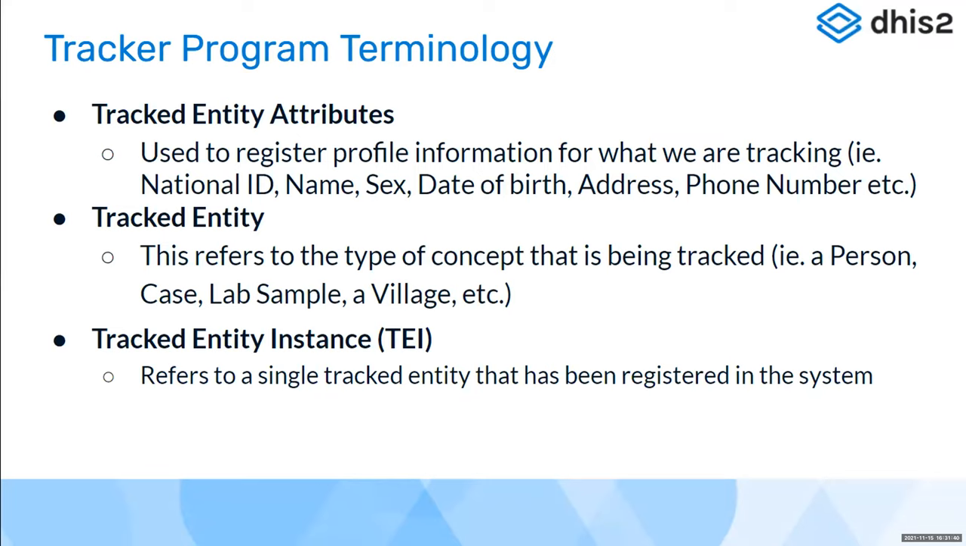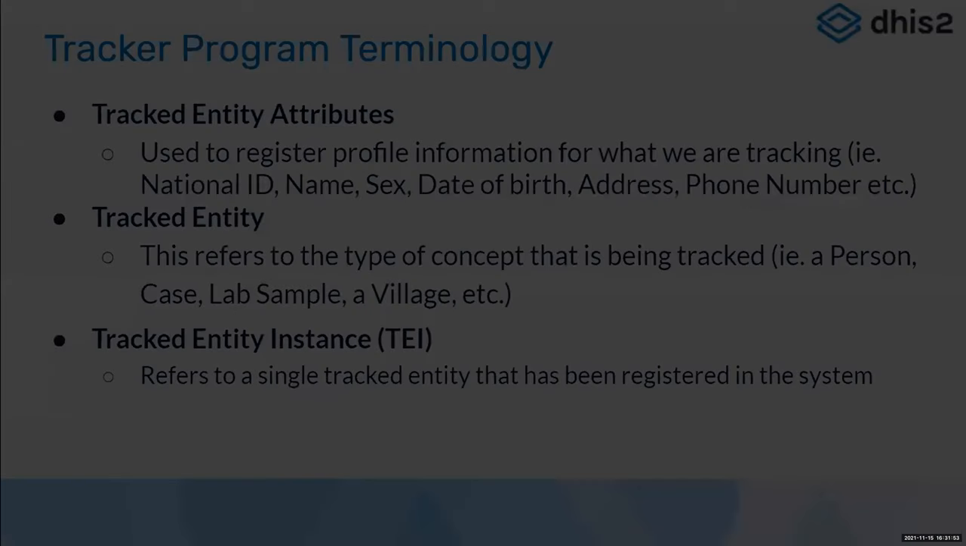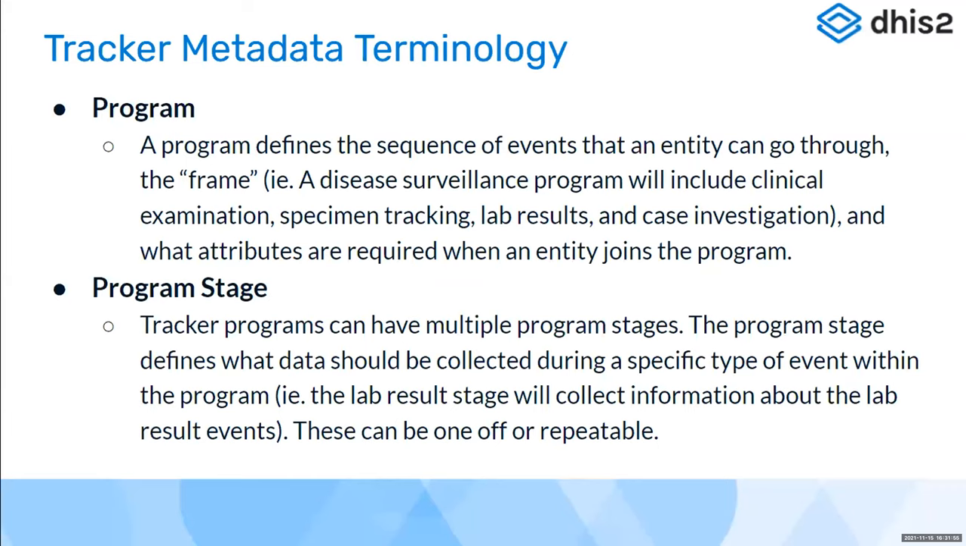As I said, if you look at a list of people who have been immunized for COVID-19, all that list of people is what is referred to as the tracked entity instance. But we also spoke of the program. A program could be described as a sequence of events that an entity can go through, or a frame, as I said, or a container, within which you structure and customize the information that you're looking to track, as well as the program stage.